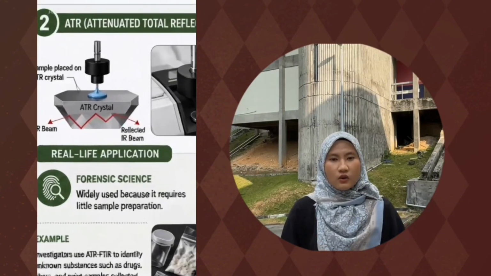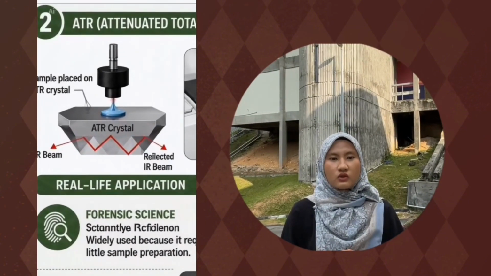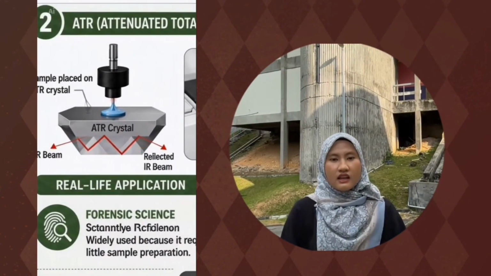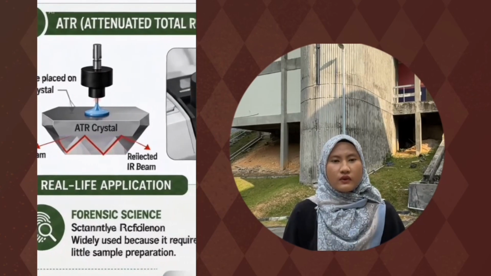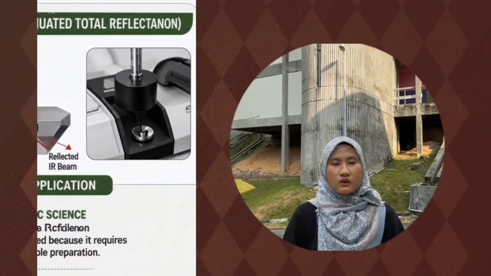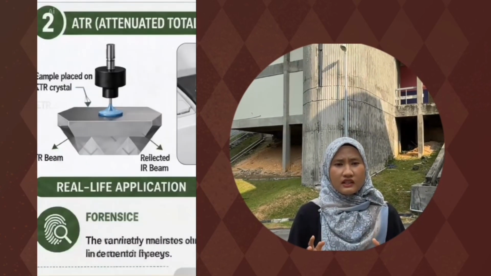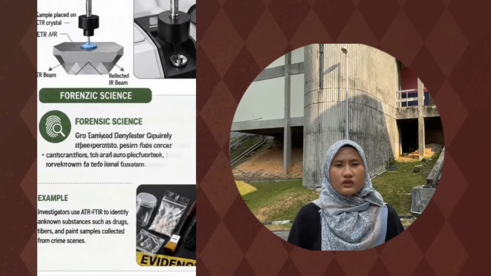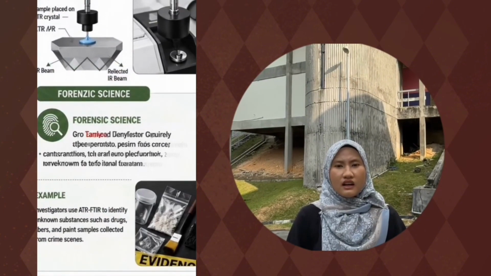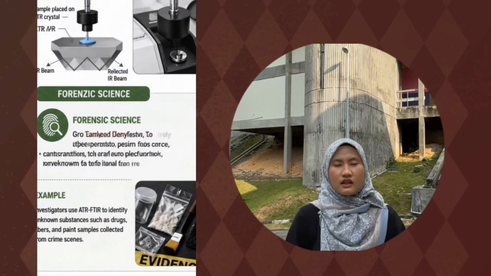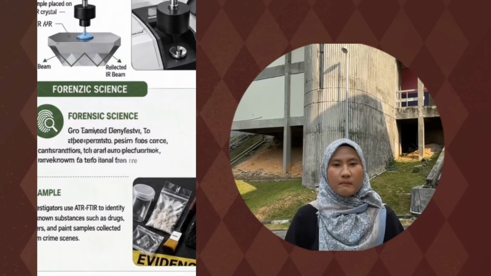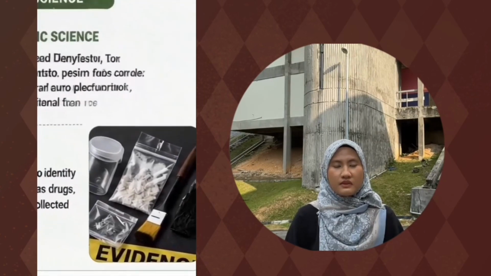Second, the ATR, or attenuated total reflectance, is commonly used in forensic science because it requires very little sample preparation. Investigators use ATR-FTIR to identify unknown substances such as drugs, fibers, and plant samples collected from crime scenes.